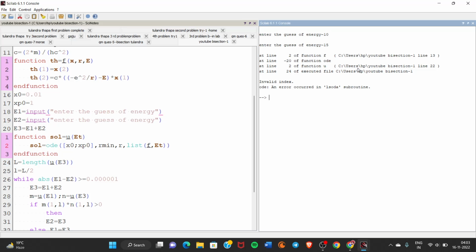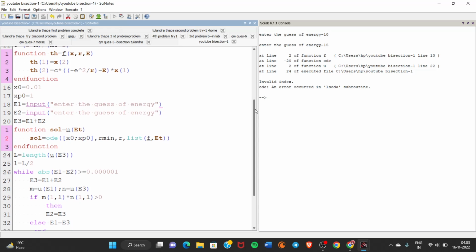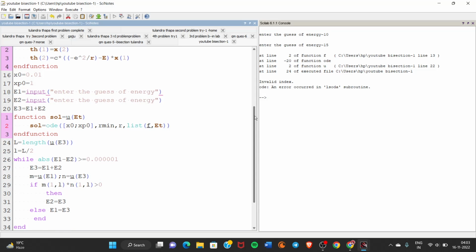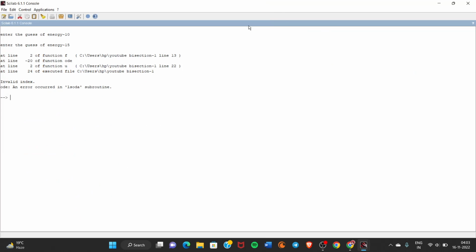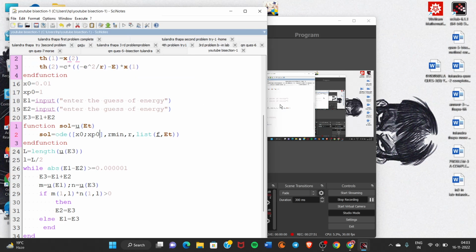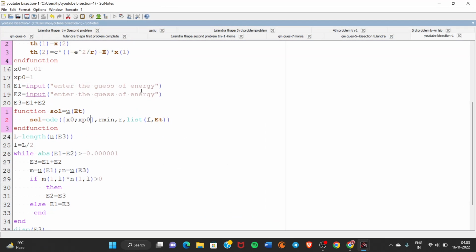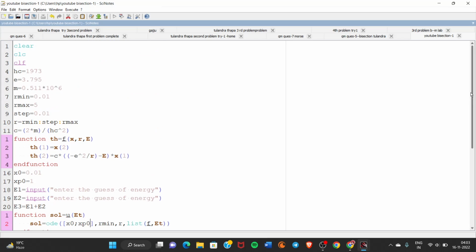At line 2 of the function f, at line 20 of the function, invalid index, ODE, and an error in the subroutine. I suppose I have done it again. Let's see into full screen what the mistake is. So let's see what we have done.